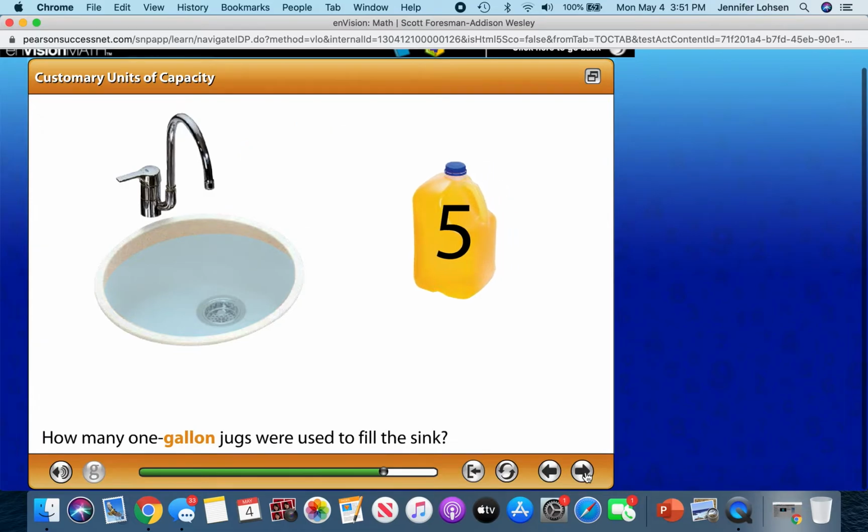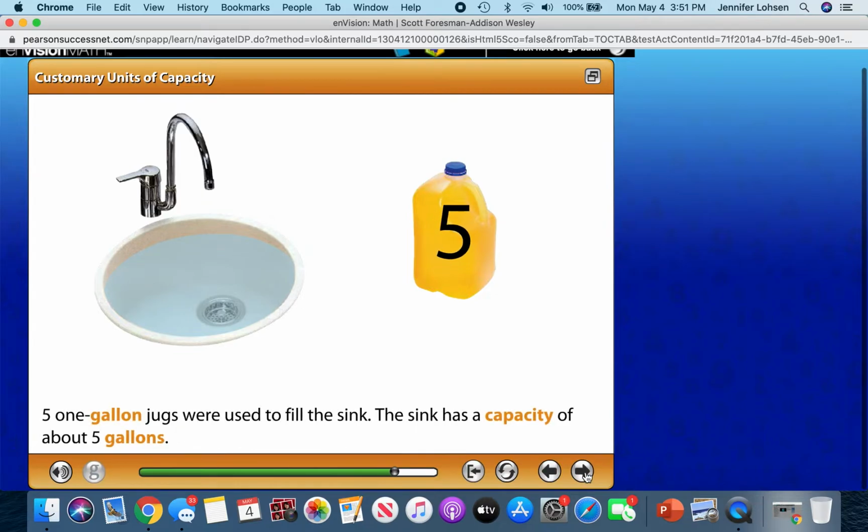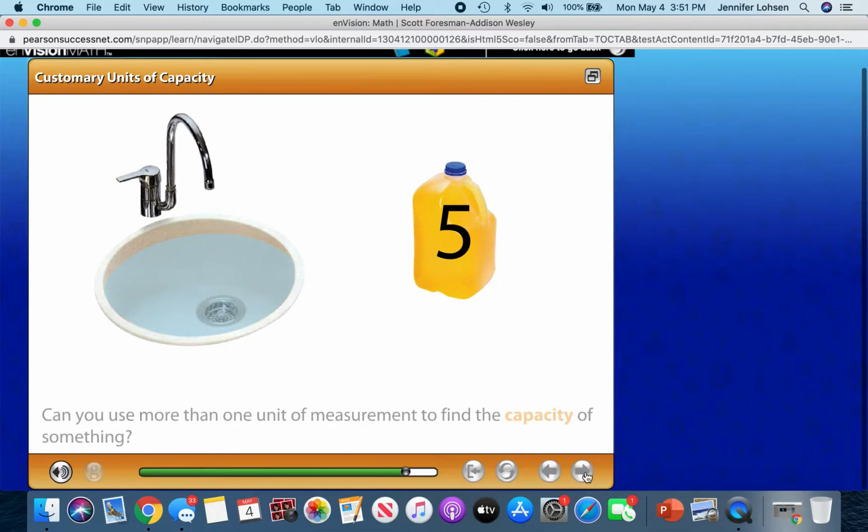How many 1 gallon jugs were used to fill the sink? 5. There were 5 actual, 4 was a good estimate. 5 1 gallon jugs were used to fill the sink. The sink has a capacity of about 5 gallons.